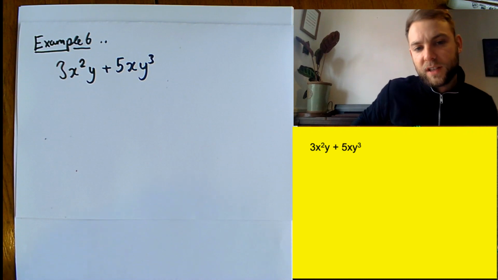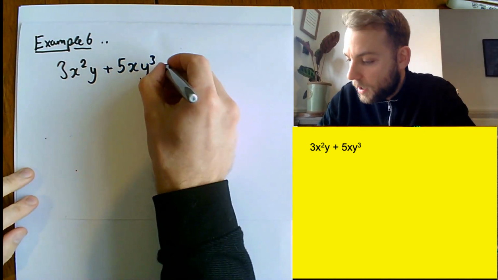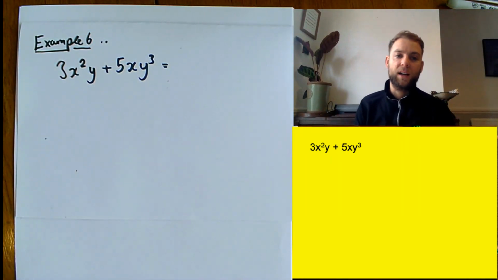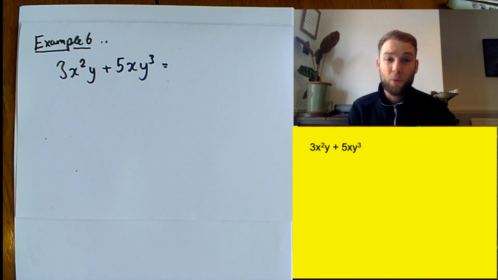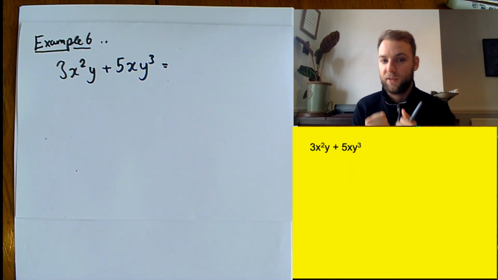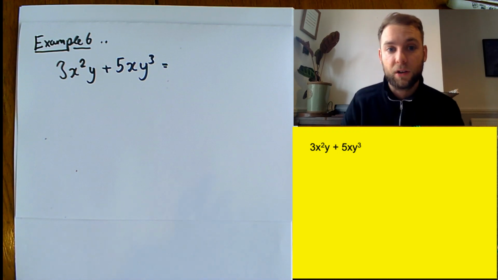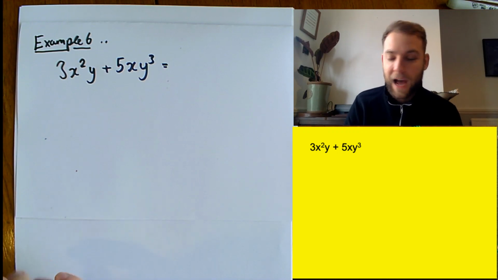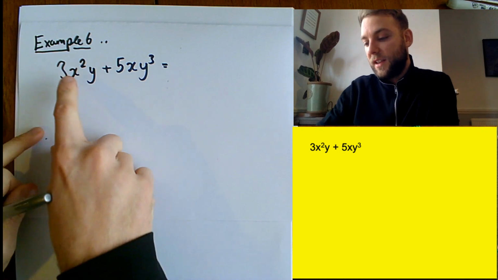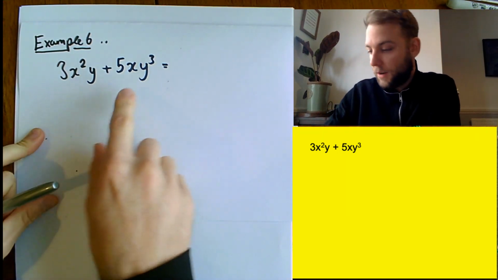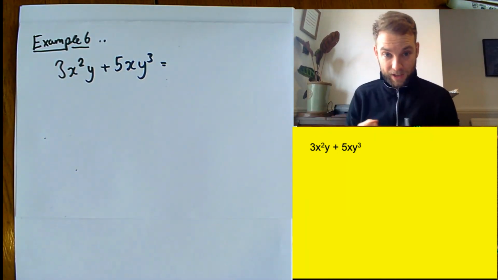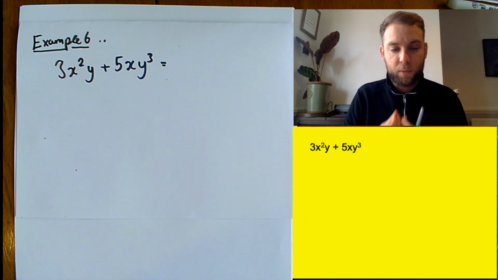Now the first thing I want to look at is these numbers. What's the highest common factor of 3 and 5? Well, the only thing that goes into 3 and 5 is 1, so I don't need to deal with that one. Okay, so there's no number that's going to go outside this. However, I do notice that there's an x squared and a y, and an x and a y. So I've actually got x and y in both of these.